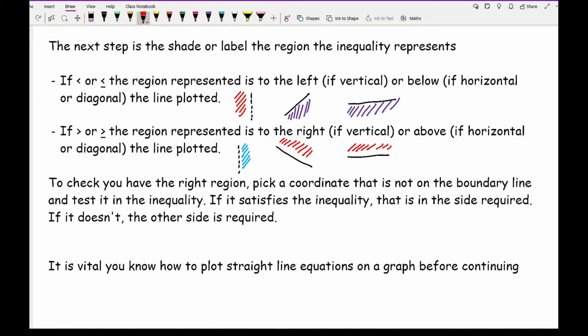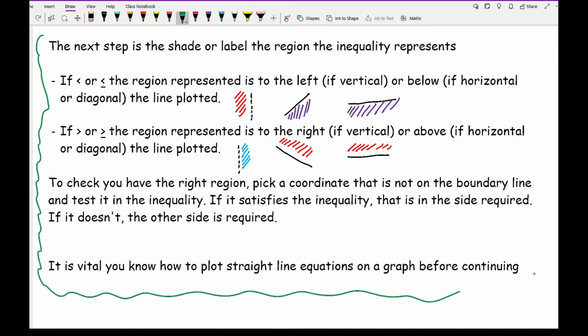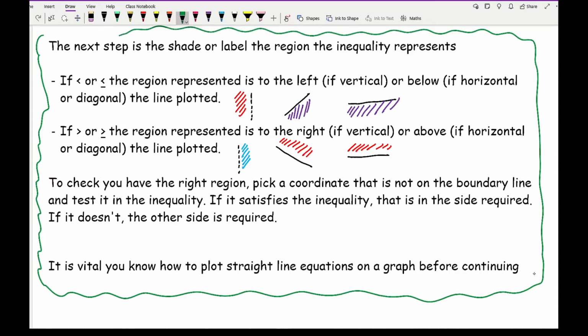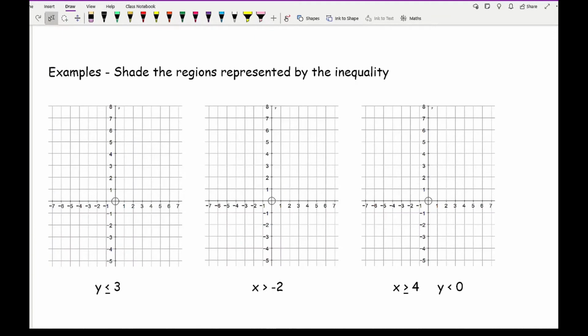Now again, I can't stress this enough, it is vital that you know how to plot a straight line equation on a graph, and again I'll include several links within this video before we actually move on to some examples. But again, I would definitely include this in your notes in terms of methods on working through these particular types of questions. So now let's have a look at some basic examples.